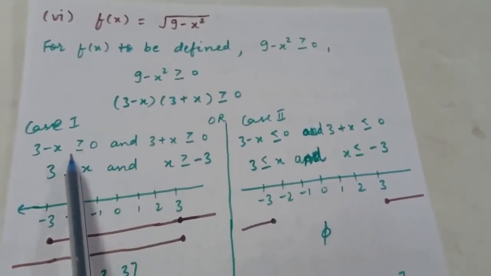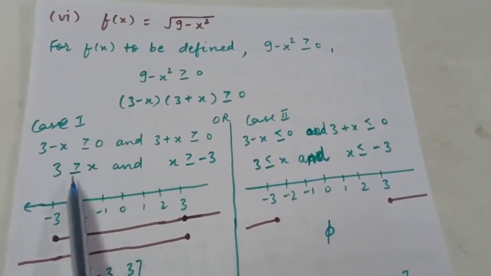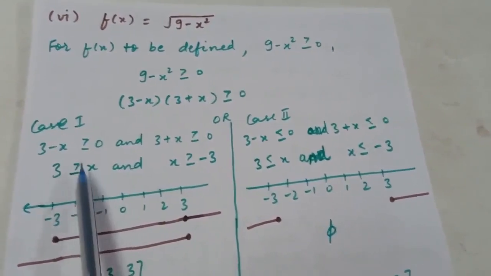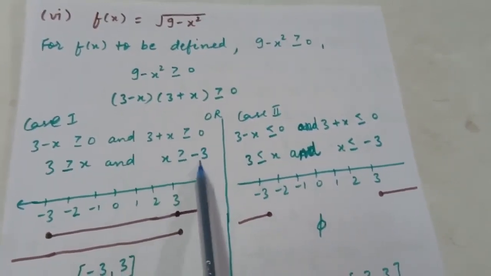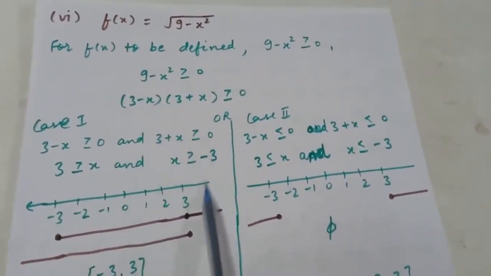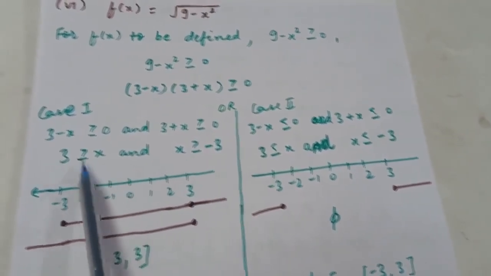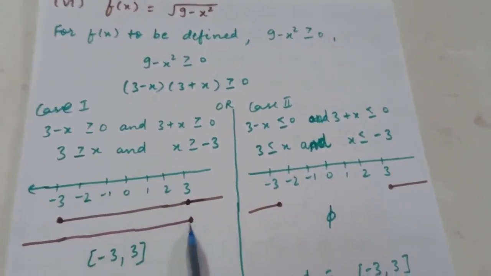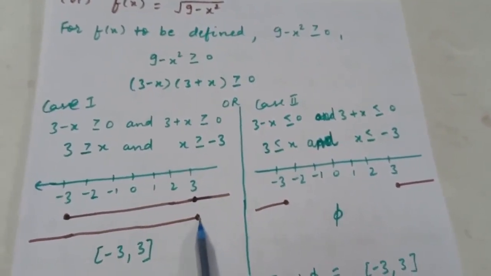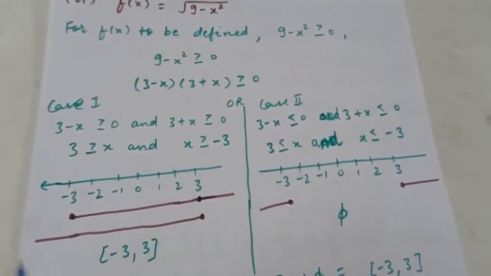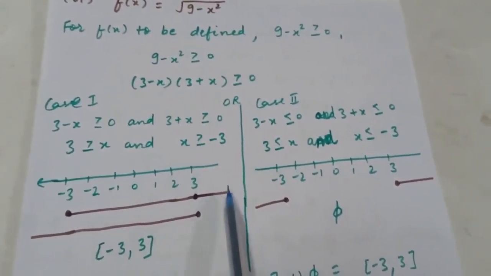So case first is when 3 minus x and 3 plus x both are greater than or equal to 0. Take x that side. X is less than or equal to 3 and x is greater than or equal to minus 3 when you take that 3 that side. So let us draw this in the number line. X is either equal to 3 or less than 3. So at 3 equality is there, so we will draw a closed or filled circle, and x is equal to 3 or less than 3 and x is equal to minus 3 or greater than minus 3, right?